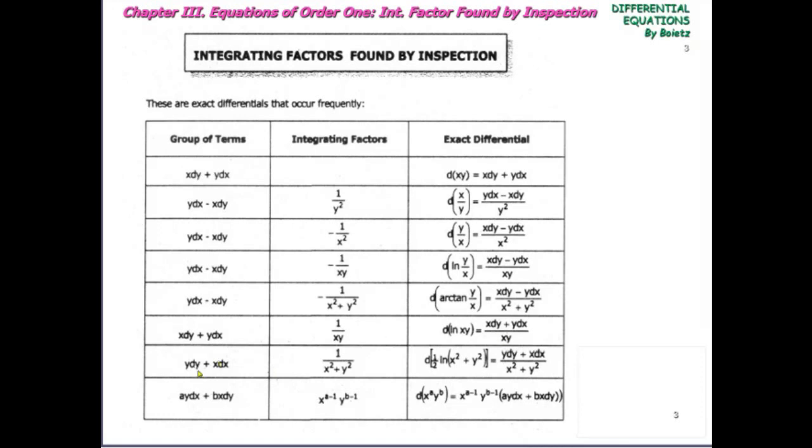Then, ito naman, ibang klase, y dy tapos x dx. So, kumbaga ito, parehas sila ng variable, y tapos y din dito, x tapos x. Then multiply this by 1 over x squared plus y squared is exactly the derivative of 1/2 ln of quantity x squared plus y squared. Okay? So, sabi nga sa inyo, you can do your exact differential. Basta gumawa ka lang ng kahit ano, di ba? Yung ginawa natin dati, the derivative of x squared y.